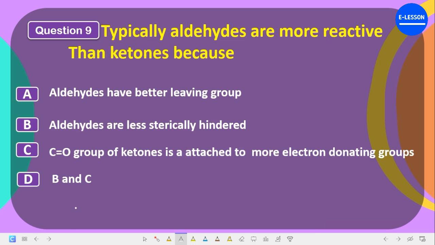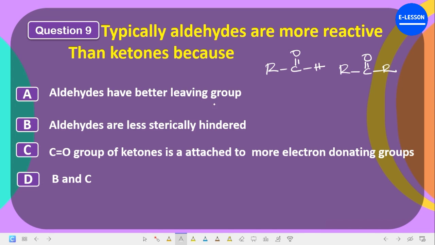Now let's try another question. Typically, aldehydes are more reactive than ketones because... Now look at the aldehyde functional group. They are R, C double bond O, and H. Then the ketone, R, C double bond O, and R. Now if you look at these two functional groups, this is hydrogen. It's not sterically hindered, while this is another alkyl group, which may be sterically hindered.